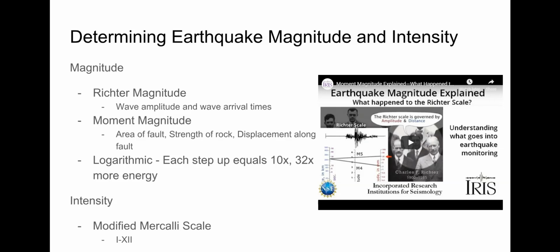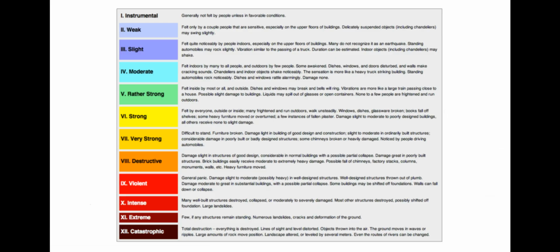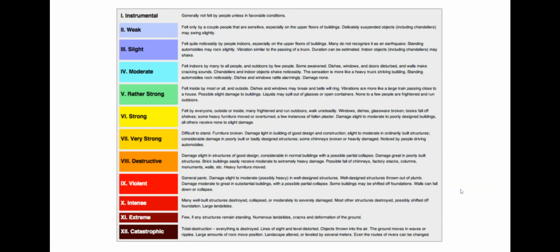Now this energy manifests itself as intensity, which we measure using the modified Mercalli scale, which is Roman numerals from 1 to 12, and it looks like this. So you can have everything from a weak earthquake to a catastrophic earthquake. And as you read these descriptions, I would go pause the presentation here and read these. Things like a 9 is general panic. Buildings may be shifted off foundations and so forth. Worth taking a look. But these are qualitative, not quantitative.